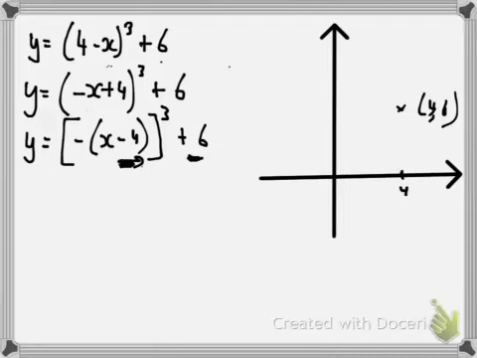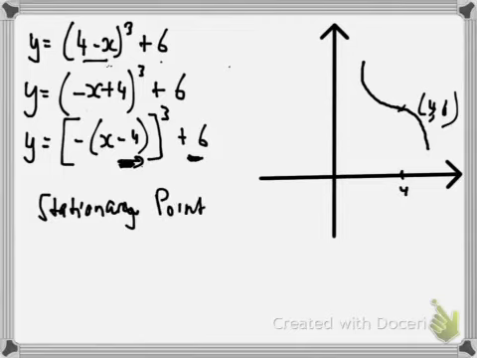And also with these 4 minus x questions, you'll find that they end up being a negative cubic type situation. So ones that are shaped this way. So, a rough sketch first up of what it's going to look like, and my stationary point of inflection is 4, 6.